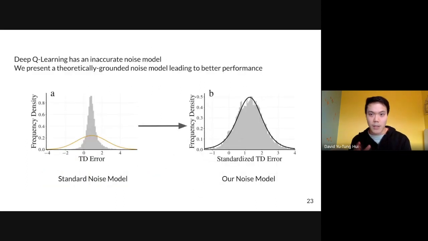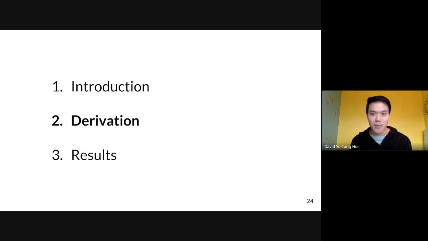So the focus of my project is to basically say that, okay, maybe we're using an inaccurate noise model currently for Q-learning. So how can we come up with a new, more accurate noise model? And then how can we use that noise model to produce a better algorithm? And does a more accurate noise model lead to better performance? The spoiler is yes, and that's what I'm going to talk about in the rest of the presentation.